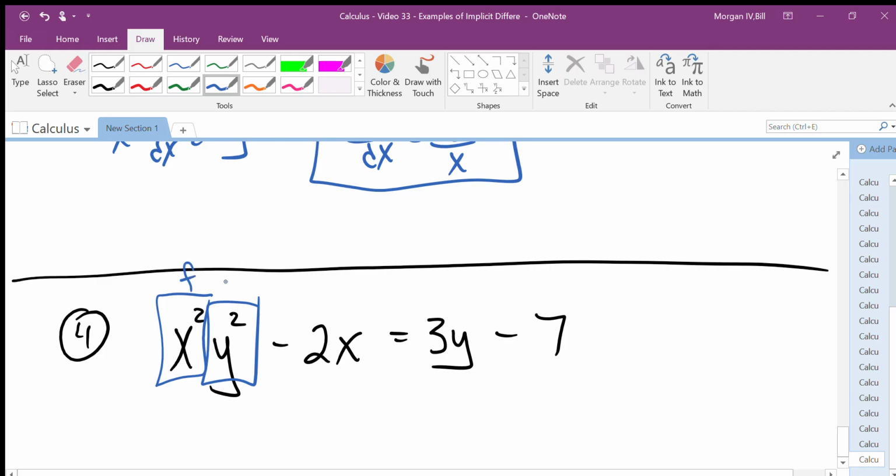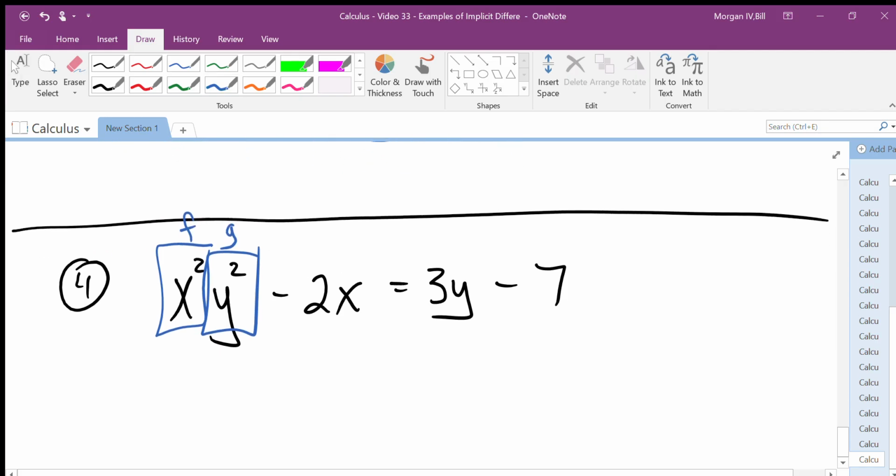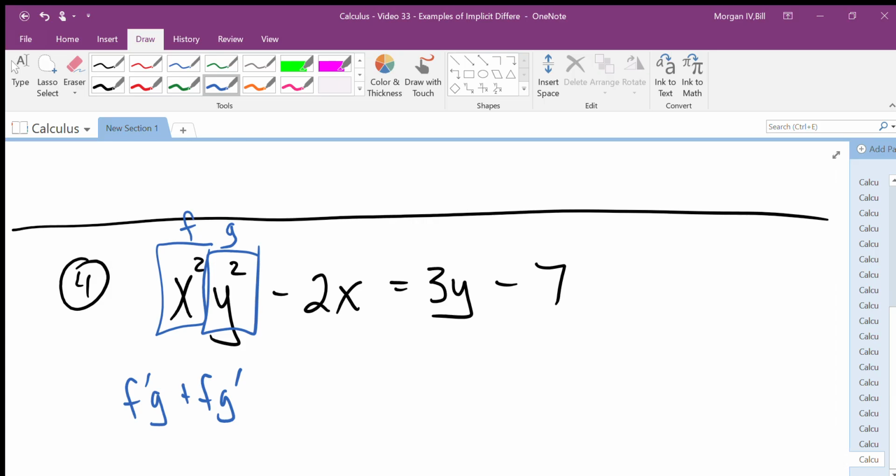You have an f, you have a g. So for that particular function, when I do the derivative, I still need to do f prime g plus f g prime. We're still using our product and quotient and chain rules while doing implicit differentiation. Alright, pause the video, give this one a shot as well. Let's see how you did.